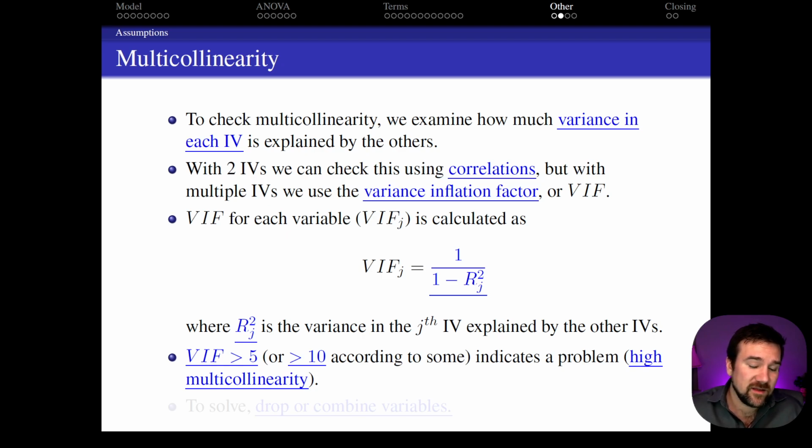A VIF greater than 5 or greater than 10, according to some, is kind of a rule of thumb for when you have a problem that's too high. I've heard a bunch of different numbers for this, so just realize there are a bunch of different numbers for this.